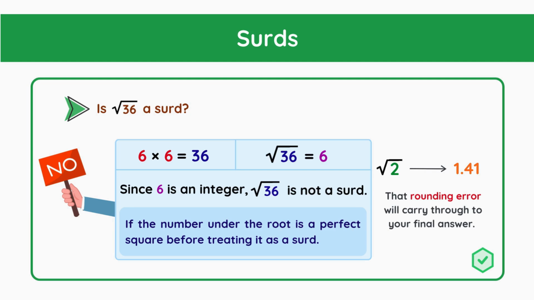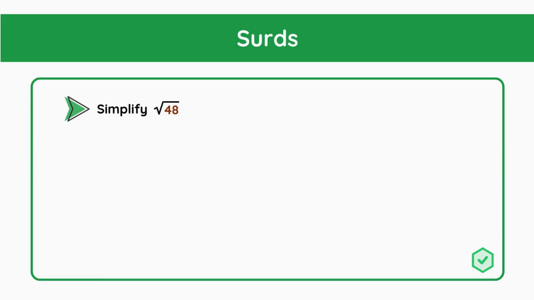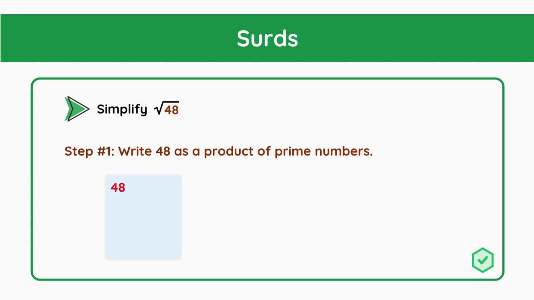To do this, we will follow a simple 3-step method. Let us work through our first example. Simplify square root of 48. Our first step is to write the number as a product of its prime numbers. To do this, we break 48 down. 48 can be written as 8 times 6. Now, 8 can be written as 4 times 2 and 6 can be written as 2 times 3. And finally, 4 can be written as 2 times 2.